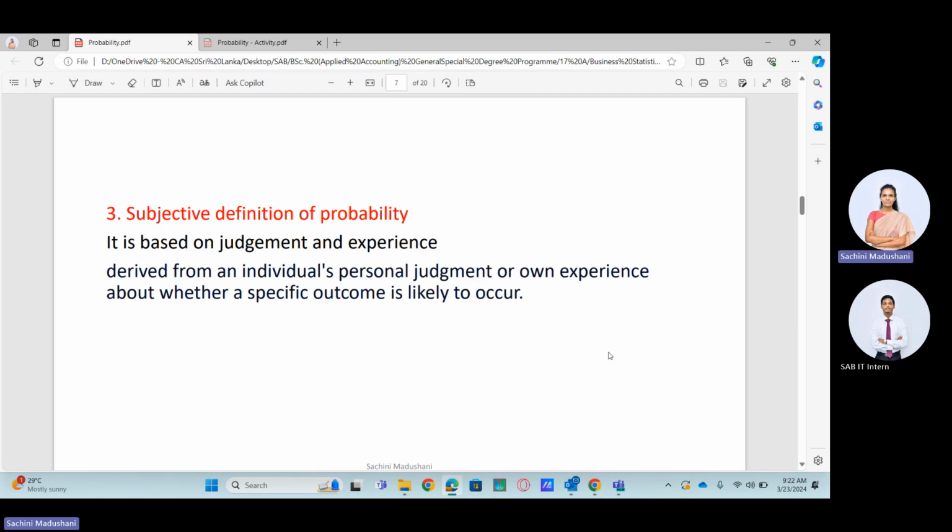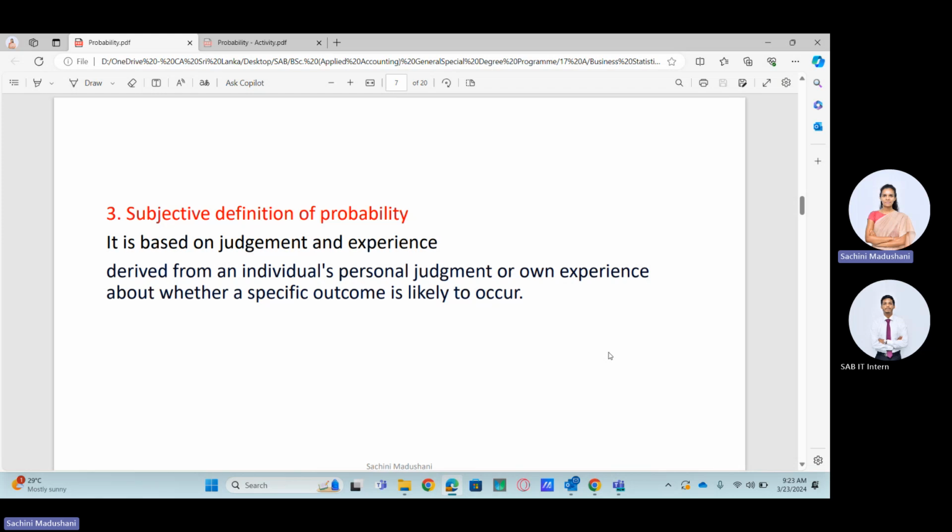Understood? If I ask the probability of that particular event, we can get different answers. Why? Because your answer is based on your experience or knowledge. It's clear? It is derived from an individual's personal judgment or own experience about whether a specific outcome is likely to occur. So we always express probability using the subjective approach based on our personal judgment, our experience, or our knowledge.